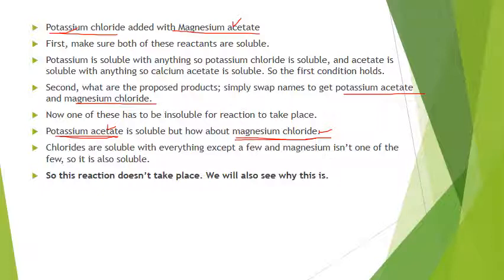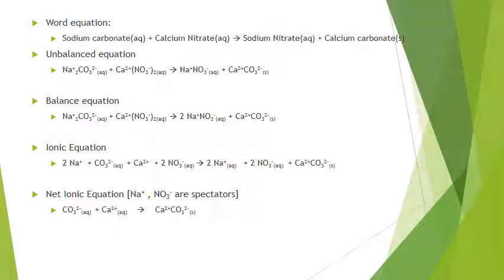So let's go back and look at the first reaction and see how to write it up. So first of all, write out the word equation: sodium carbonate, aqueous. You can do this instead of writing aqueous sodium carbonate. You can write sodium carbonate AQ. Calcium nitrate AQ gives me sodium nitrate AQ and calcium carbonate solid. You don't have to capitalize these substances. Sometimes I do, sometimes I don't.